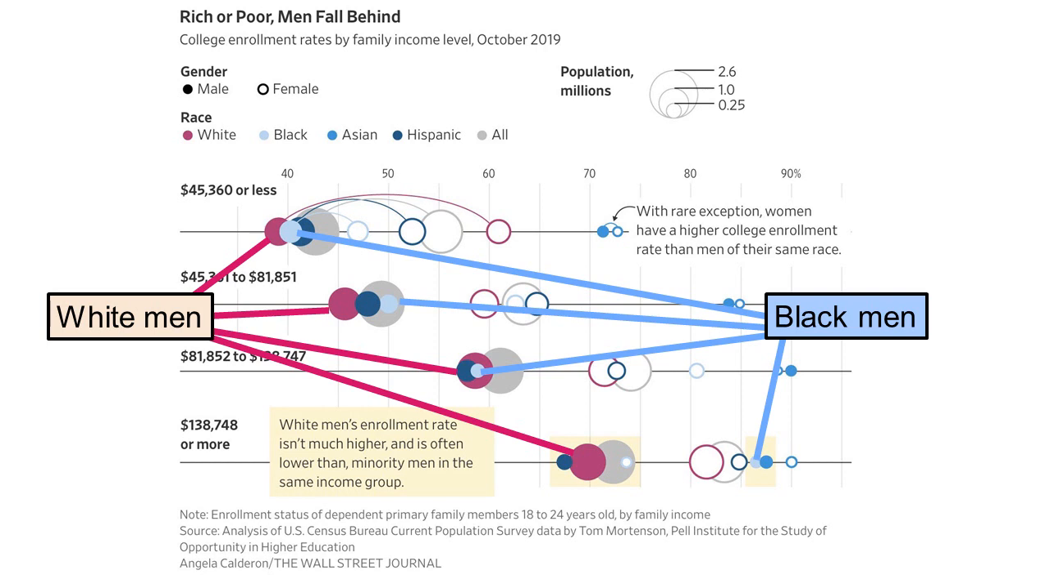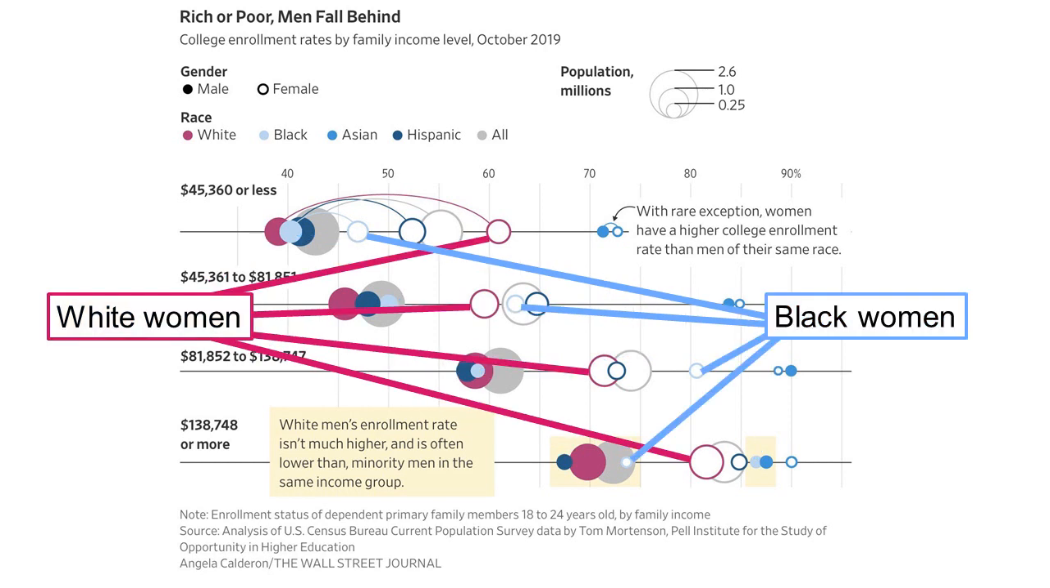Now, in general, now compare white women and black women. It's a little bit more mixed. At the lowest and highest income levels, white women are enrolled at higher rates, but in the middle two income levels, black women are enrolled at higher rates. But overall, women are enrolled in college at higher rates than men, with one interesting exception here, which is black men in the highest income level.